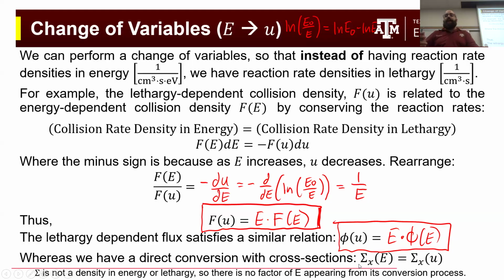And if I have a table of properties, a table of cross sections at various energies, I can use my lethargy equation to say at each energy, what's the corresponding lethargy? And then I could remake that table to be in terms of lethargy instead of terms of energy, and there wouldn't be any extra factors in that conversion process.